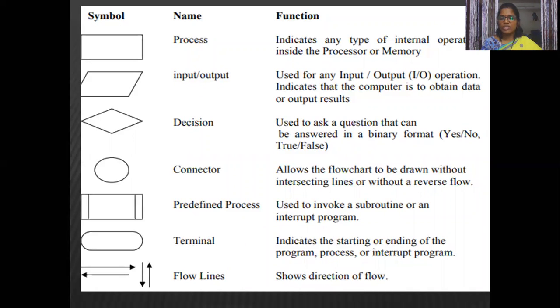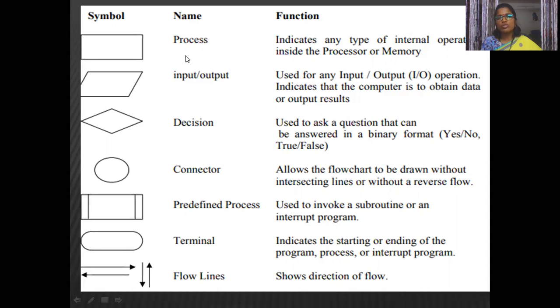A circle is for a connector. A double-ended rectangle is used for a subroutine or an interrupt program. Interrupt means something which stops execution of our program. And terminal is nothing but start and stop. In an algorithm, we have seen step 1 is start, last step is stop. So we use an ellipse, the terminal. This symbol we call an ellipse, so we call it a terminal. And we will be having flow lines like this.